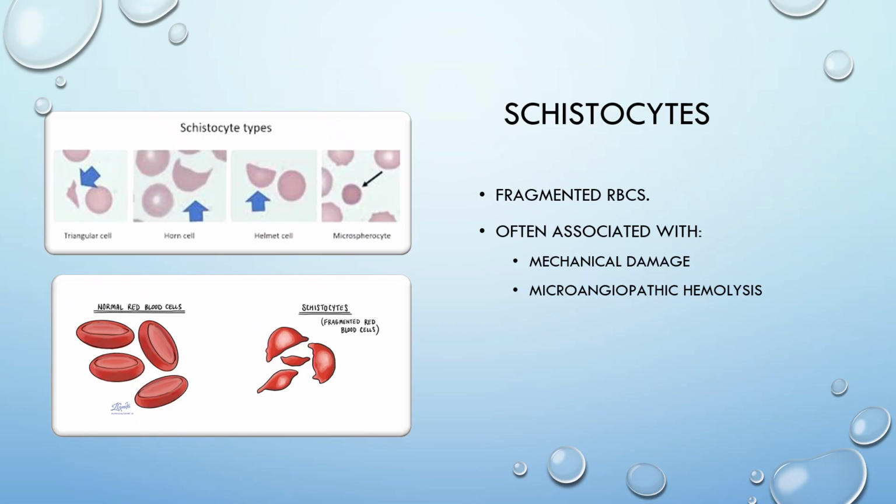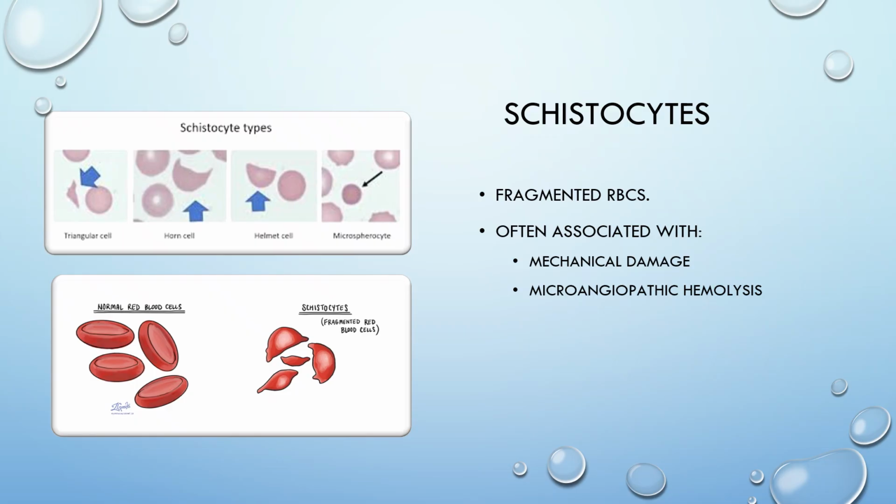These fragments form when red blood cells encounter mechanical stress within the vasculature, moving through damaged vessels or areas containing fibrin strands or clots. They can literally be sheared apart. Because of this, schistocytes are strongly associated with microangiopathic hemolysis, where red blood cells are being destroyed within the circulation.